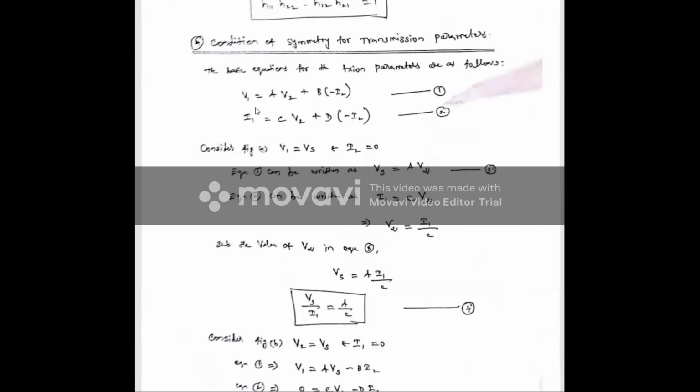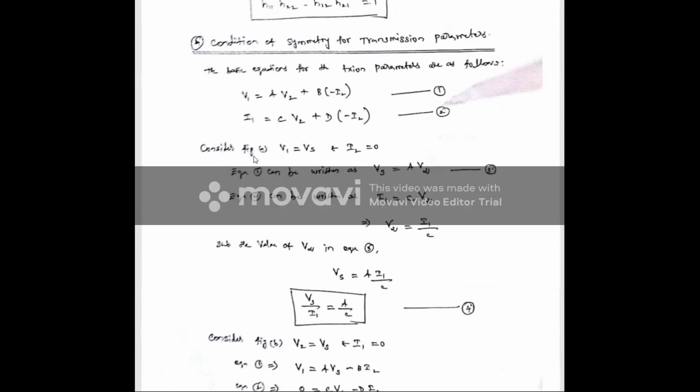Just take the ABCD parameter equation. In ABCD, the input voltage and input current are written as a function of output voltage and output current. This is the equation. Same thing, consider figure A, that is V1 equal to Vs and I2 equal to 0. Substitute this condition in the first equation: Vs equal to A into V2. Similarly, in the second equation, I1 equal to C into V2.